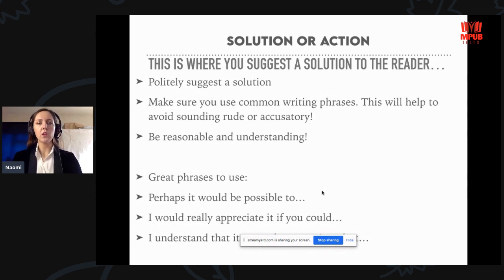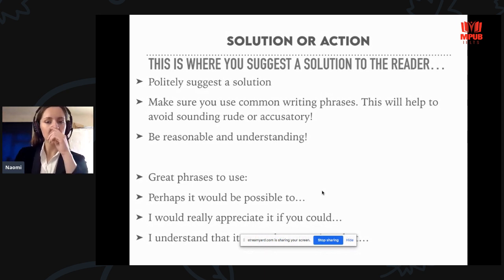Good. So this is the solution or action. This is maybe the most important part because this is where you're getting your landlord to actually do what you want, aren't you? You're actually getting your landlord to do what you want. Yeah?